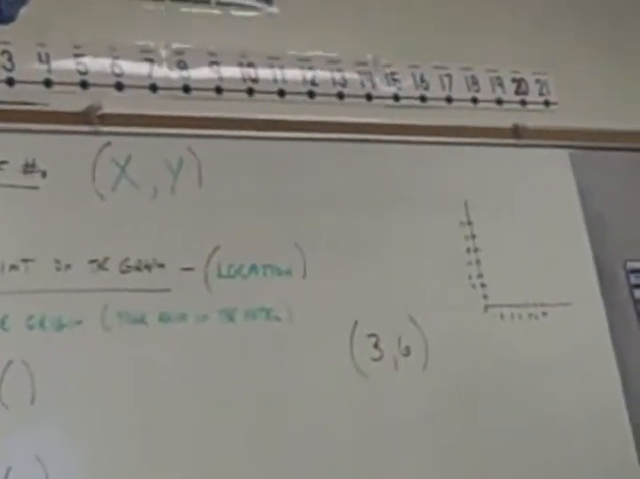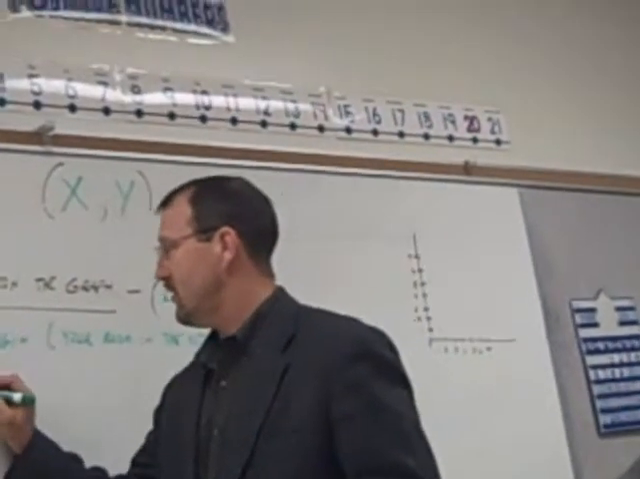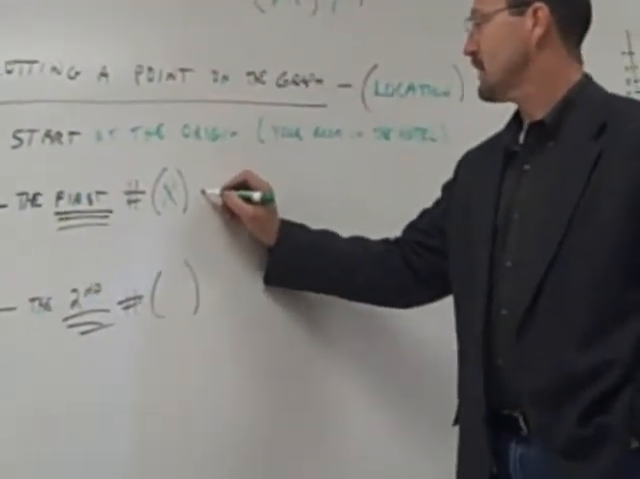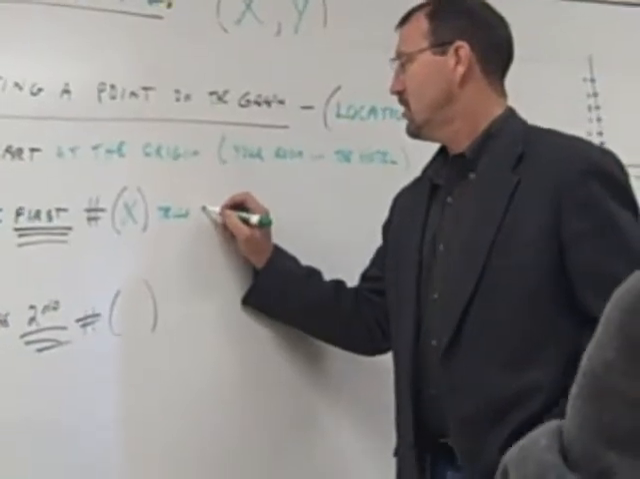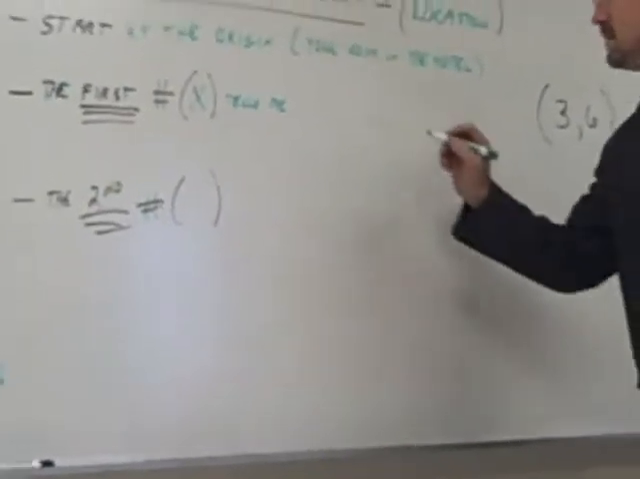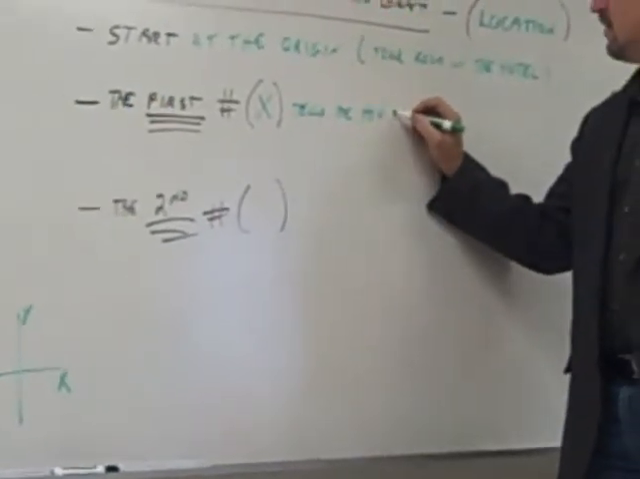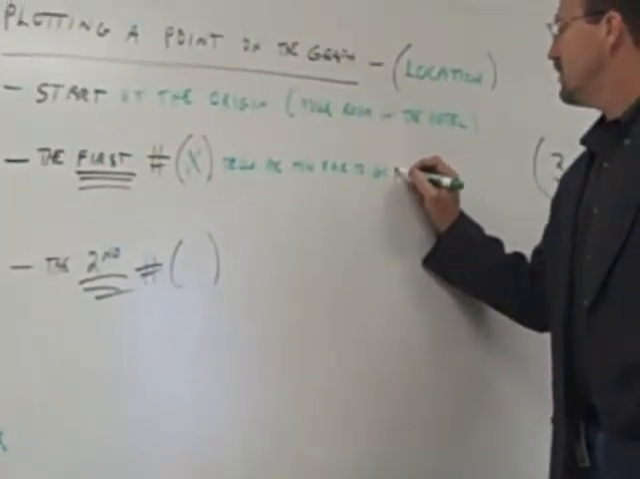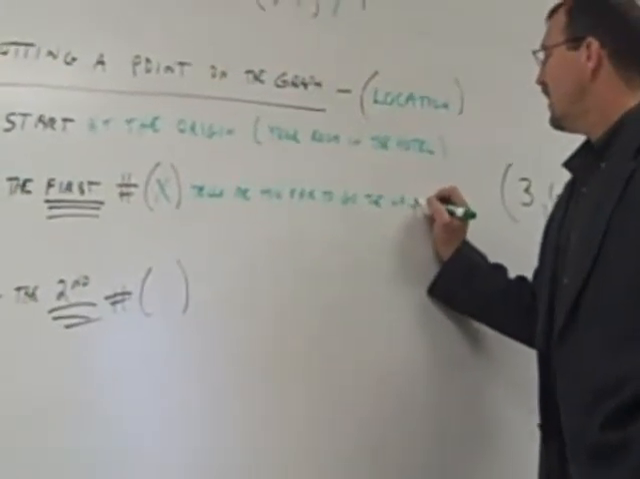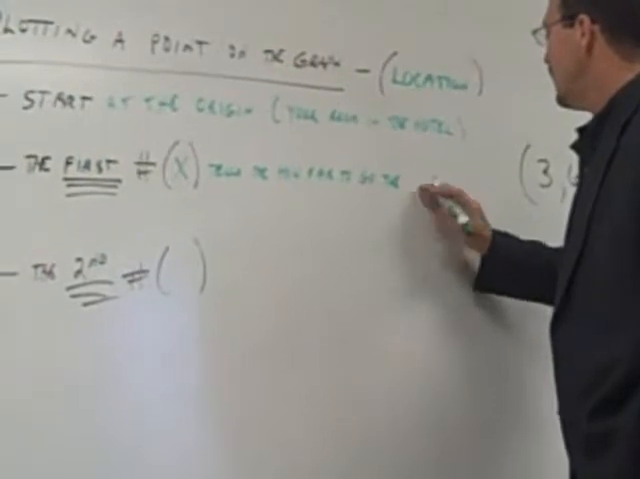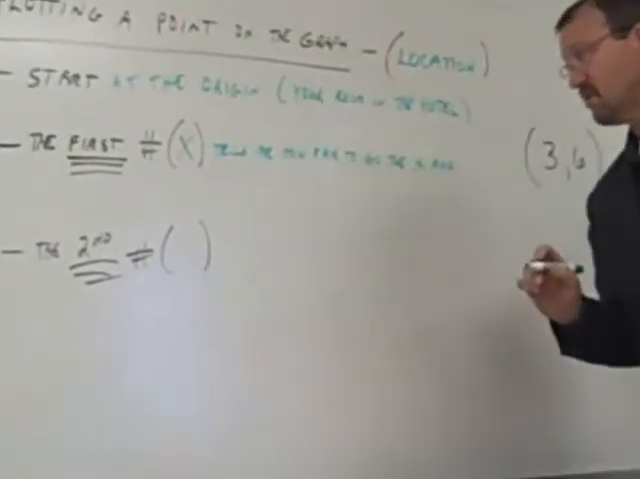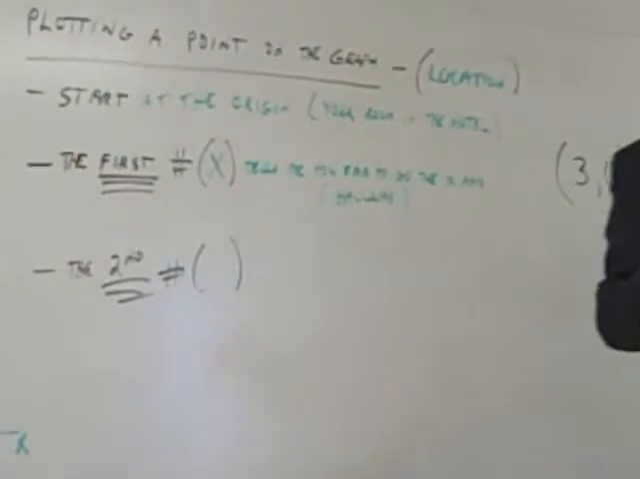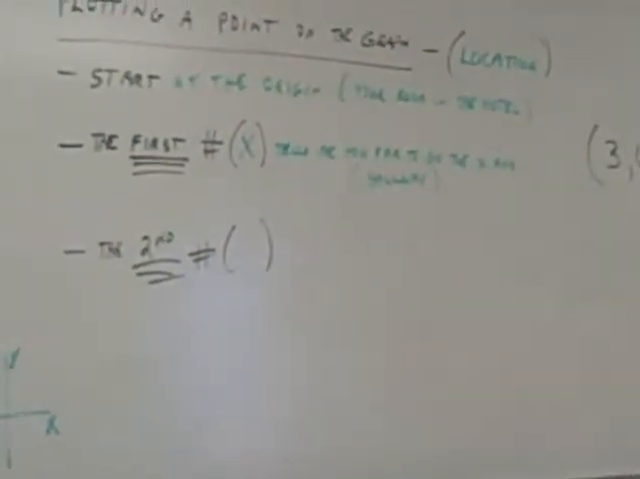That's where we start every time. The first number, the X number, tells me how far to go along the X-axis, which is the hallway outside my hotel room.